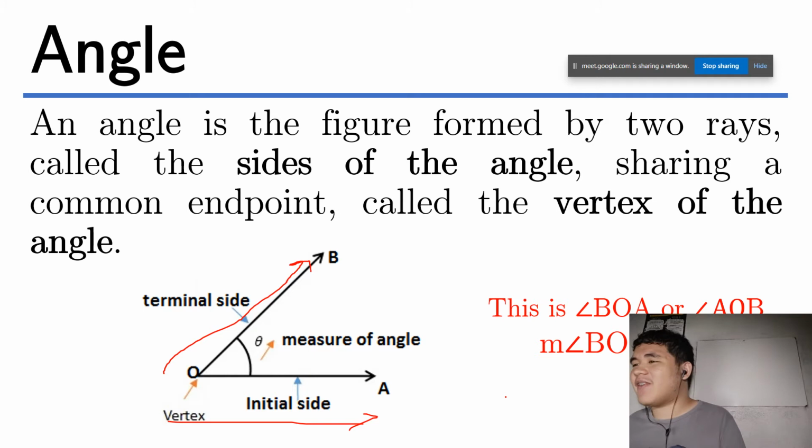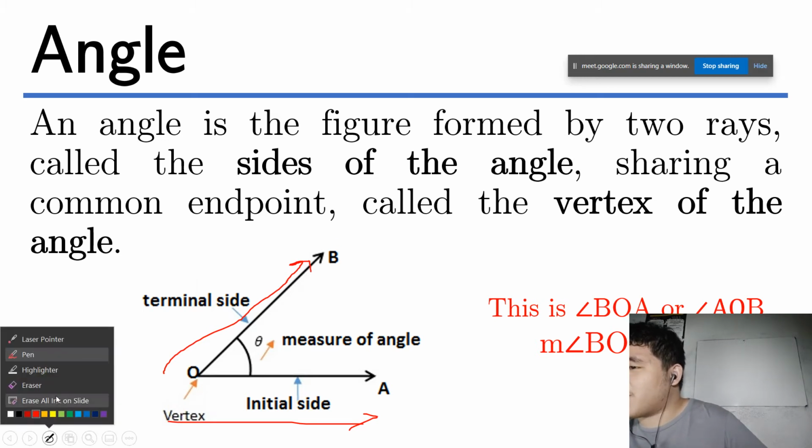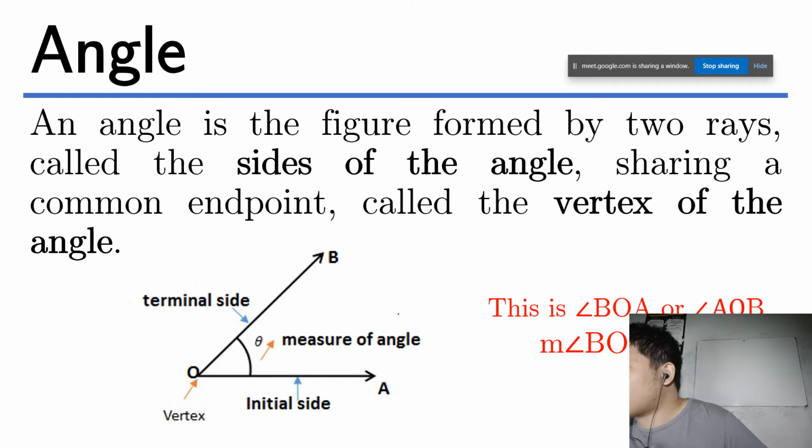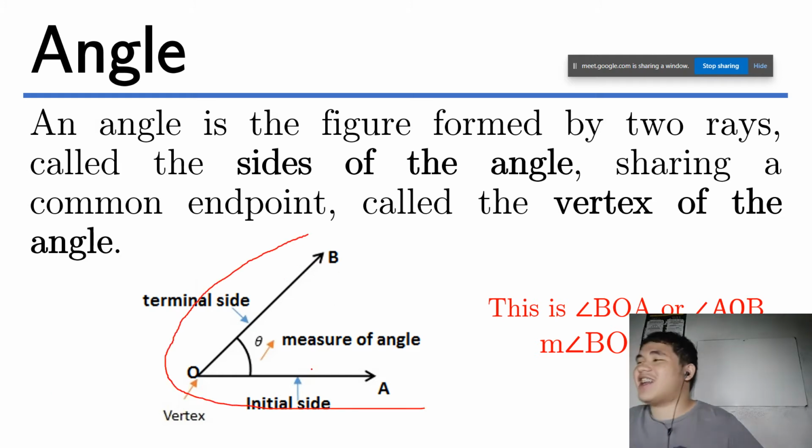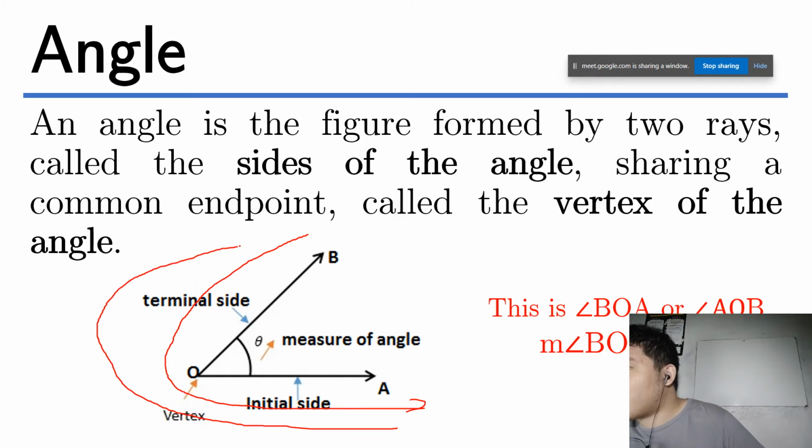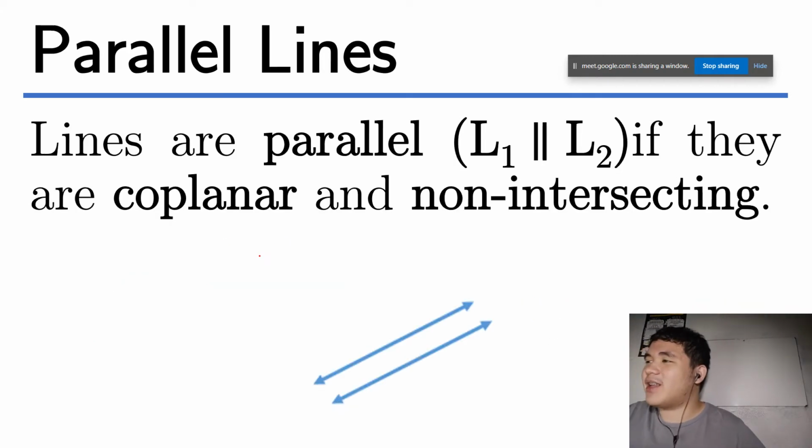Okay. Next, how do we name our angle? We make sure that the vertex is at the middle. Look at this. Let me erase the ink first. Start with BOA, right? BOA. Parang ganon. Paikot siya, no? Bale. Or we can write it as AOB. Okay? Sige. Hope that's straightforward.